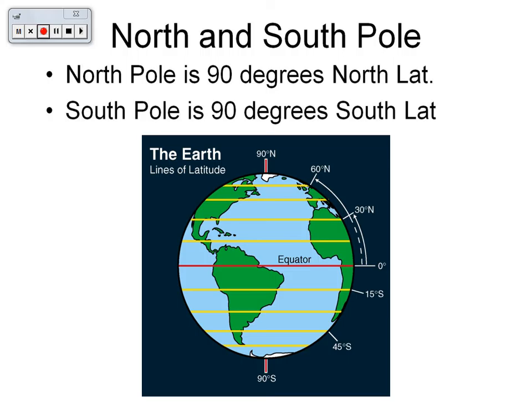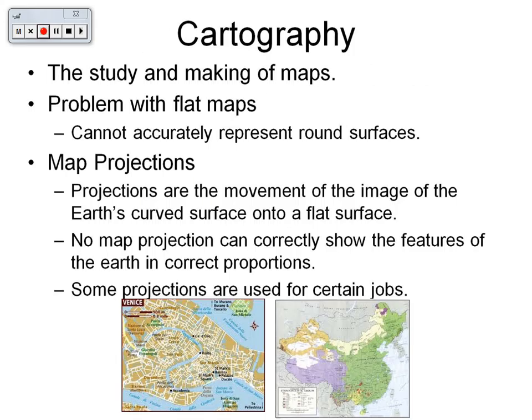So the highest you can go for latitude is 90, but the highest you can go for longitude is 180 degrees, either east or west. The 180 plus 180 gives us 360, which is the entire spherical planet.